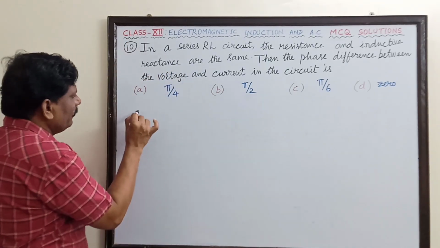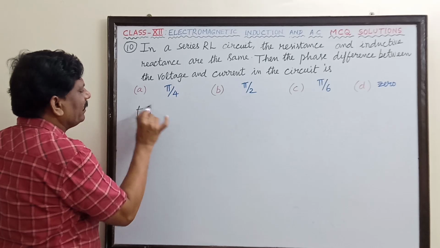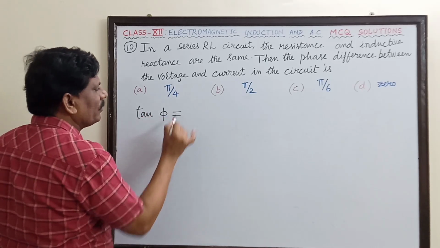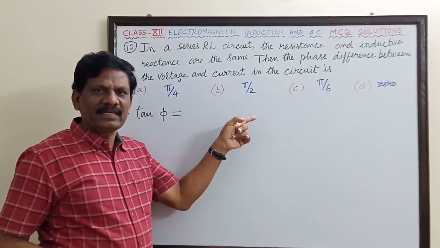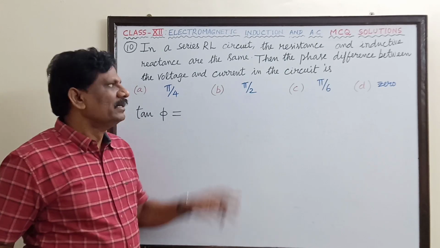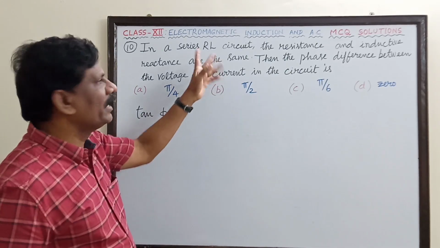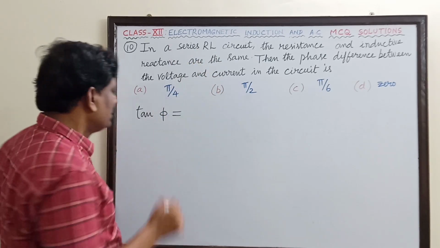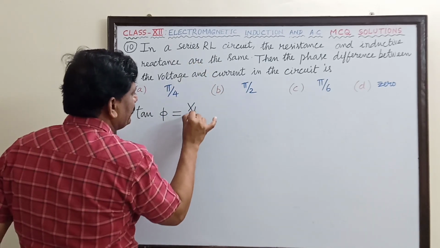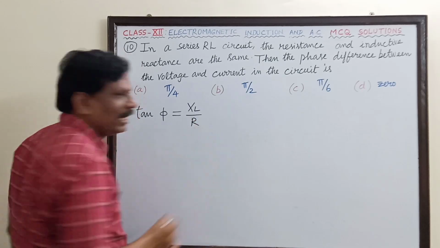See, normally we write the equation to find the phase difference. tan phi is equal to (XL minus XC) divided by R. Here the term XC does not exist because it is an RL circuit, not RLC. Therefore, the right hand side is XL divided by R.